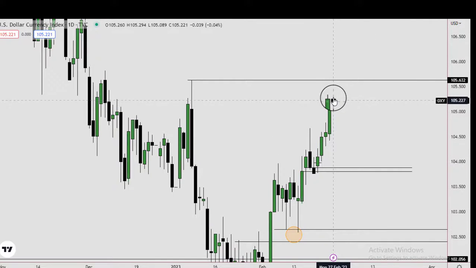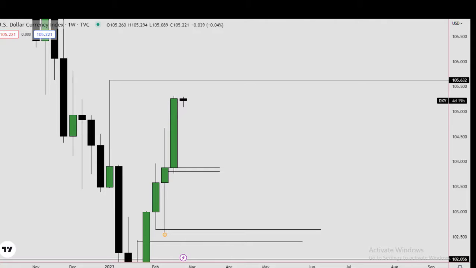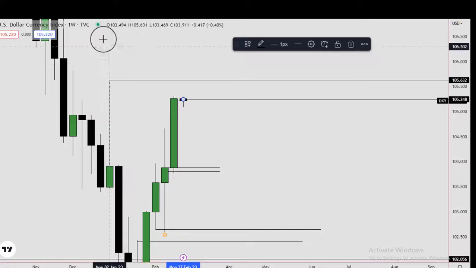Okay, so currently this is where we are. This is today's weekly candle open. So we are going to go to the weekly time frame to look at where the weekly open is, because we like to buy below the weekly open and we like to sell at or above the weekly opening. So our weekly opening price is 105.260. This is where the opening is. Once you put your cursor on the candle, it's going to give you the opening, 105.260.